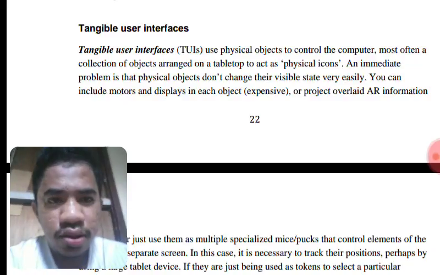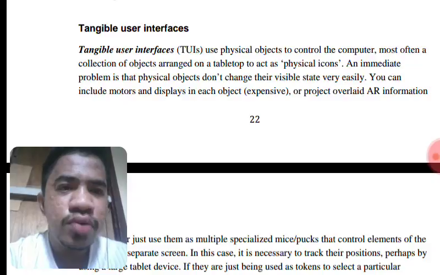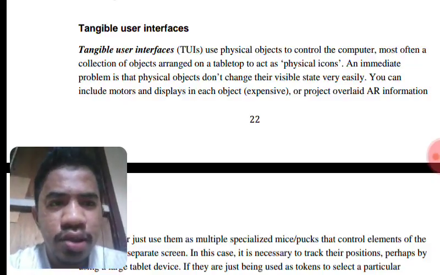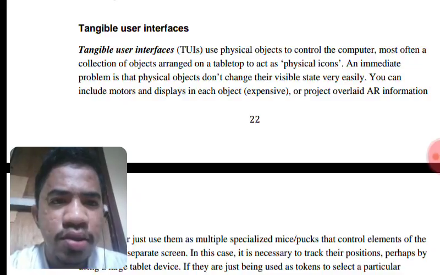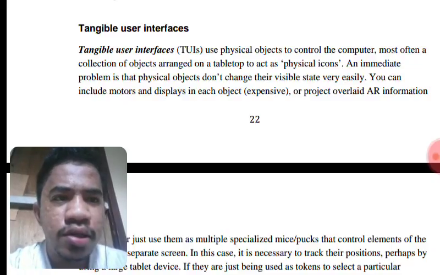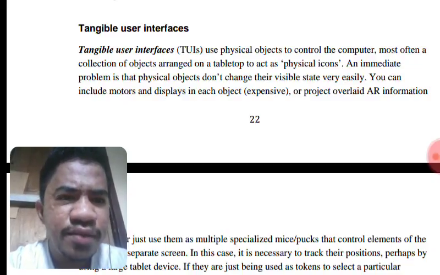Tangible user interfaces. A tangible user interface, or TUI, uses physical objects to control the computer, most often a collection of objects arranged on the tabletop to act as physical icons. And the immediate problem is that physical objects don't change their visible state very easily.